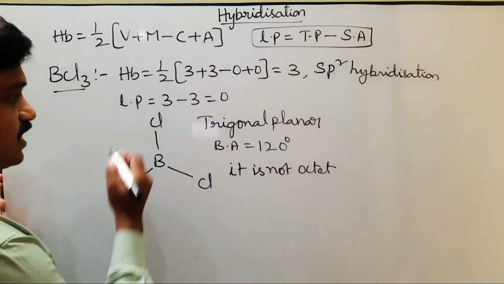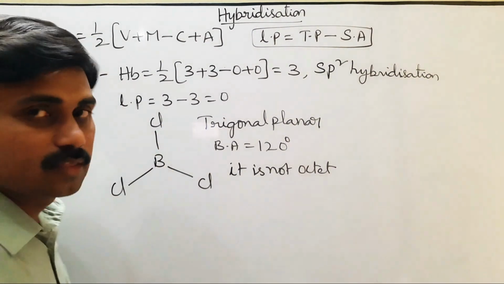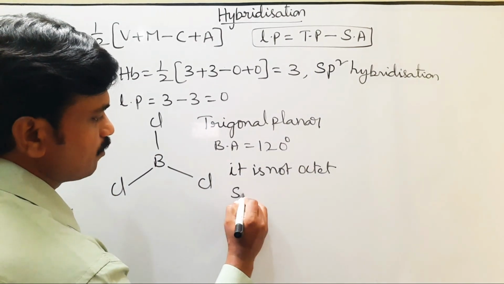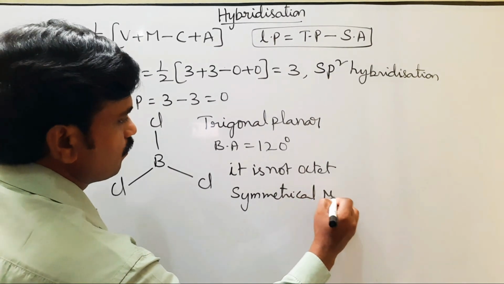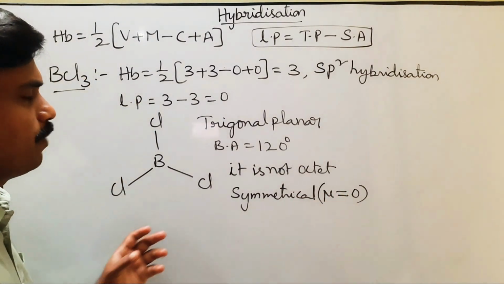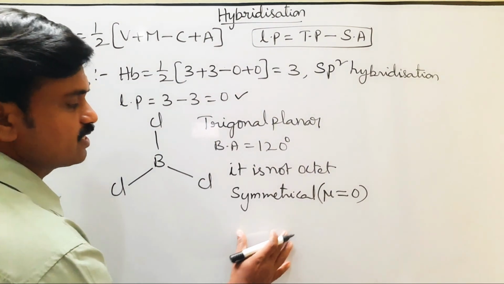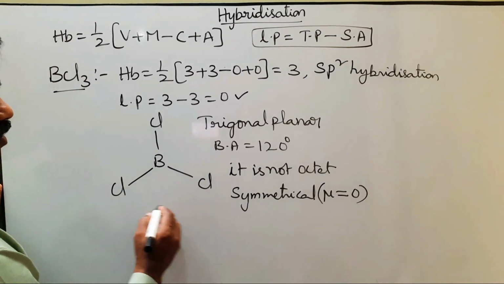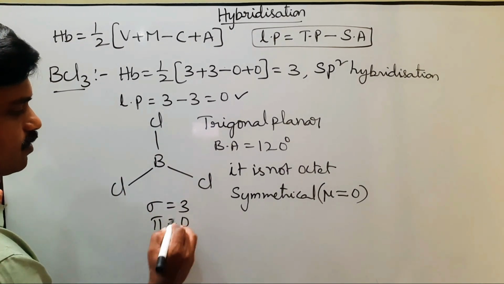And look at, is it symmetrical or unsymmetrical? See, with the central atom equally shared the 3 chlorine atoms. That's why it is a symmetrical molecule. And also for a symmetrical molecule, dipole moment mu is equal to 0. It means this molecule is having no lone pairs. So mu equal to 0. It is a symmetrical molecule. And also how many sigma bonds in this molecule? 3 sigma bonds and pi bonds 0.